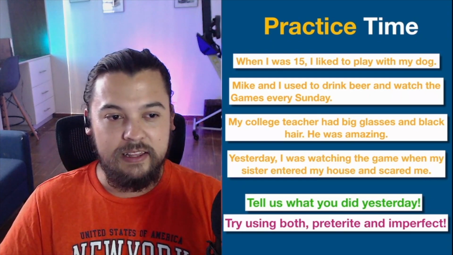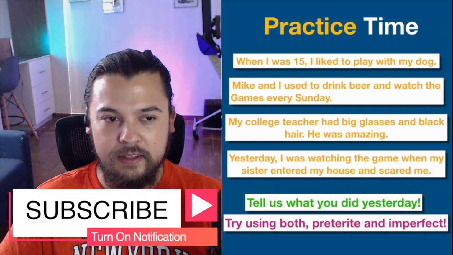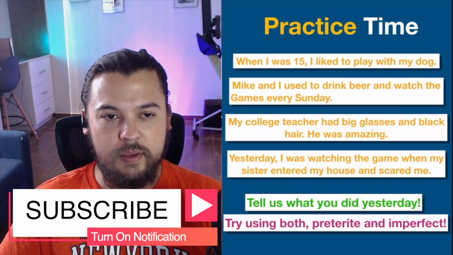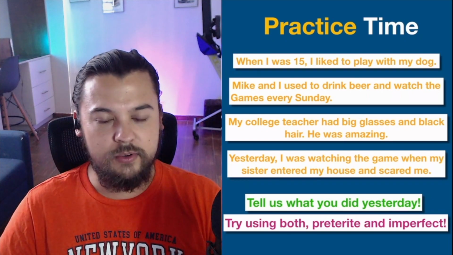Practice time. Now you have here these 4 sentences. They are slightly more complicated because you can use imperfect or preterite. Try to guess which one you have to use.